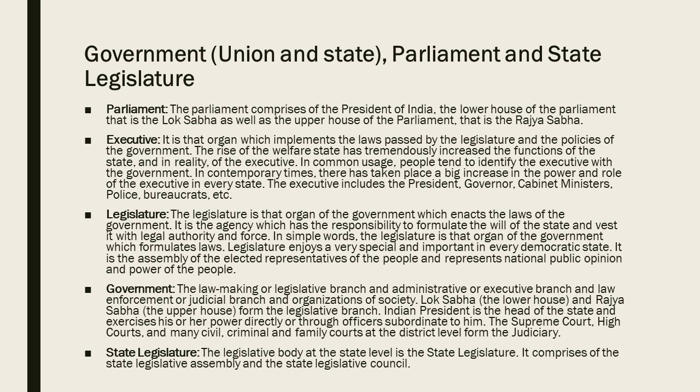Then the government. So the lawmaking or legislative branch, the administrative or executive branch, the law enforcement, the judicial branch, organization of the society, all of these are under government. The Lok Sabha and the Rajya Sabha, which are the forms of legislative branch, the Indian president who is the head of the state and who exercises the powers directly and through officers subordinate to him, the Supreme Court, the High Court, and other civil and family courts at every district level. All of this is part of the government.